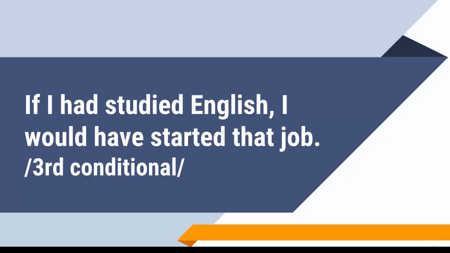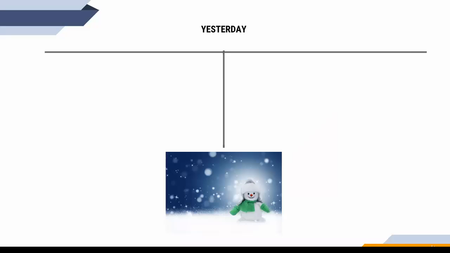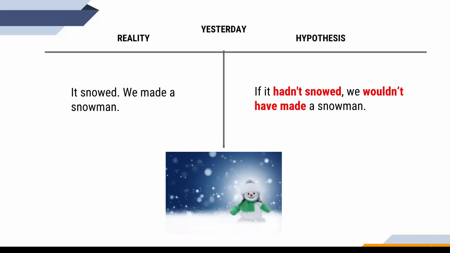As I've promised you in the previous video, after zero, first and second conditional, it's time to understand what third conditional is. And no, that's not the end of the conditionals, but let's say that this is the last new type of conditional for this level. Okay, situations. It snowed. We made a snowman. Yesterday, it really happened.